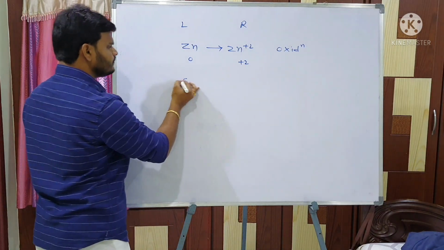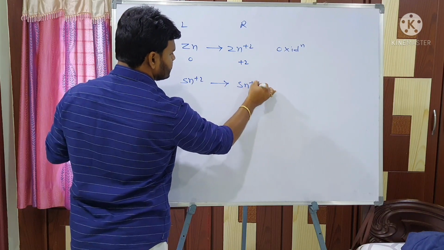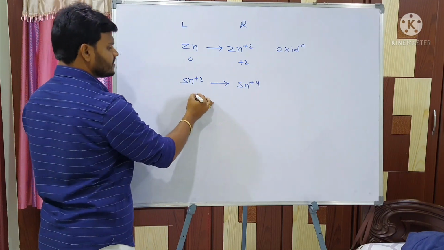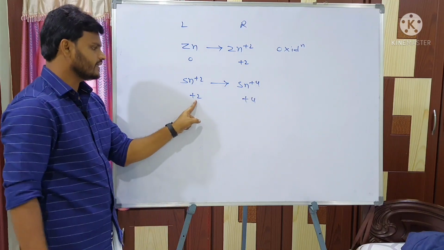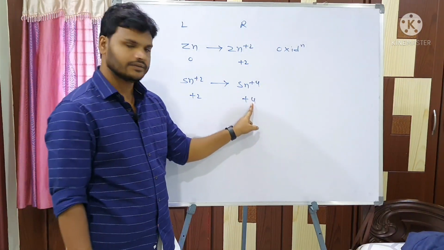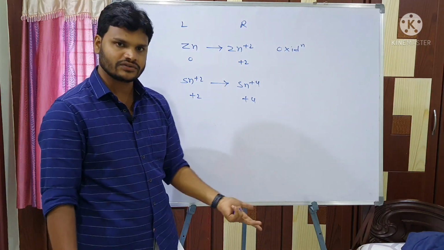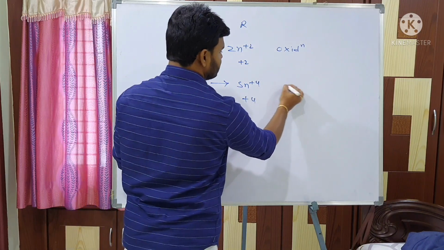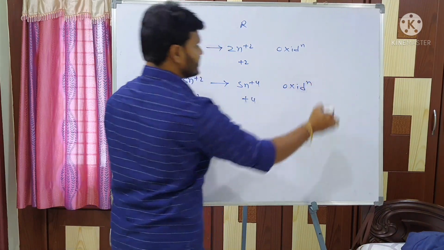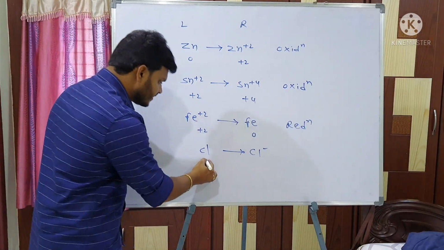Next, Sn +2 gets converted into Sn +4, same logic. So here oxidation number is +2, here oxidation number is +4. So left side +2 and right side +4. If left to right oxidation number increases, that is oxidation. So here what happened? It increased, that indicates this is also oxidation only. Next, here oxidation state is 0.